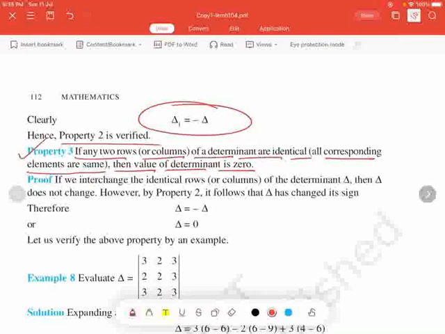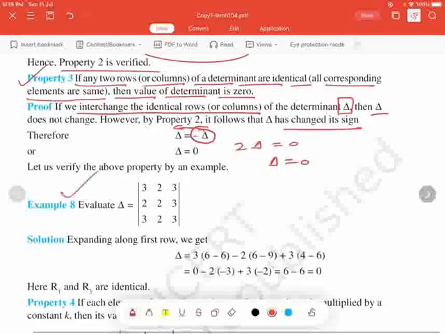If we have any determinant and we change any two identical rows or columns, the sign is changed. So now we add them, the numeric value will be the same. If we transfer it, we get 2 times delta equals 0, so delta equals 0.